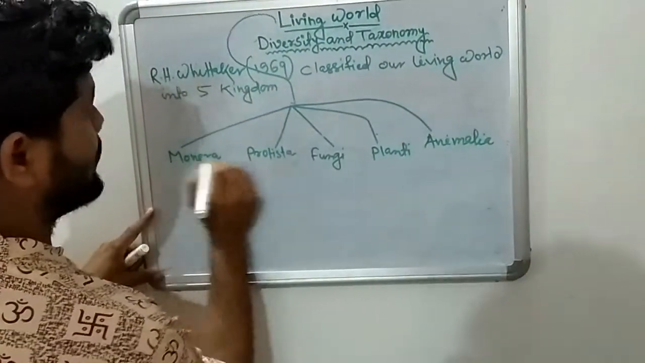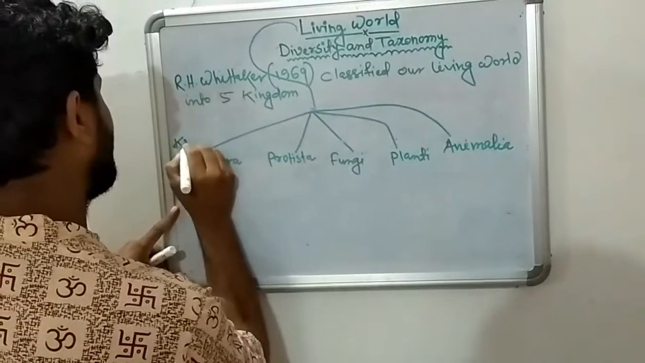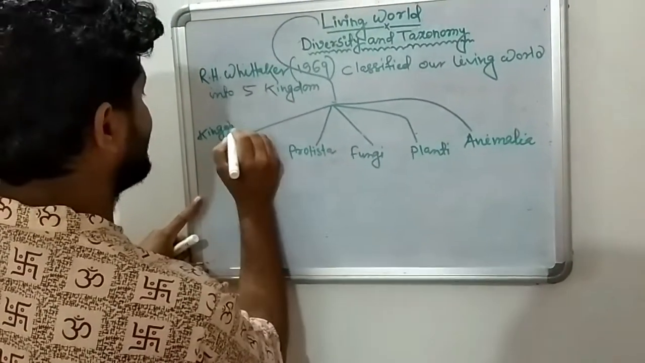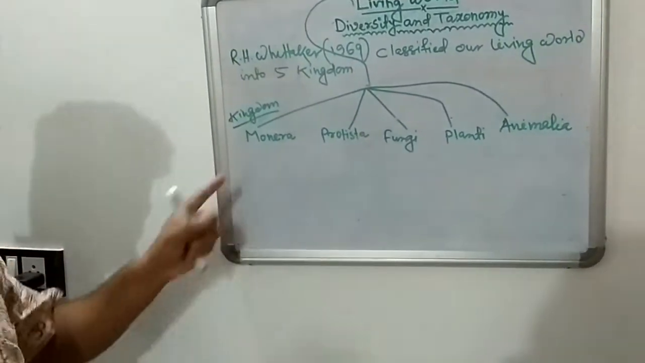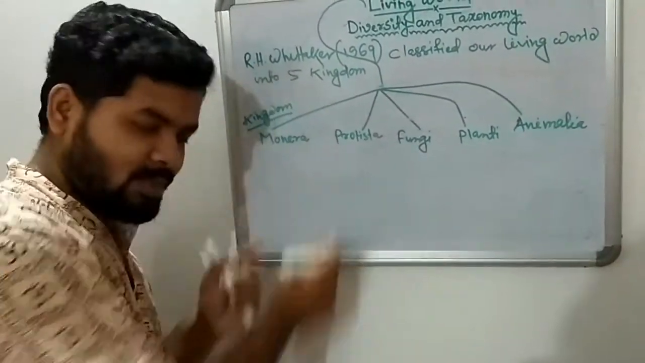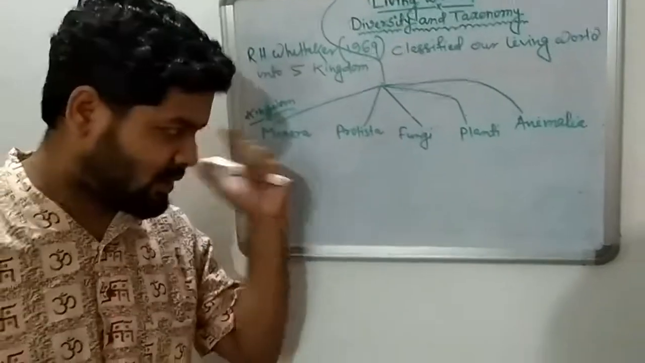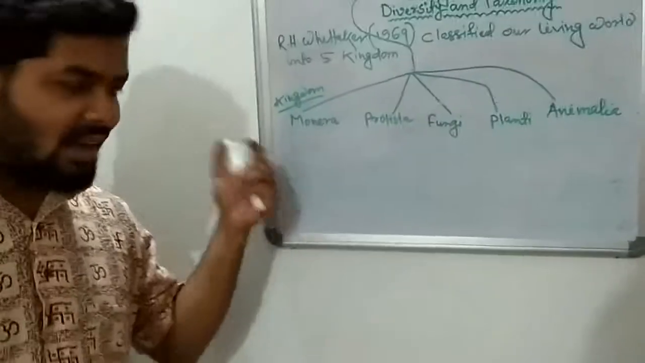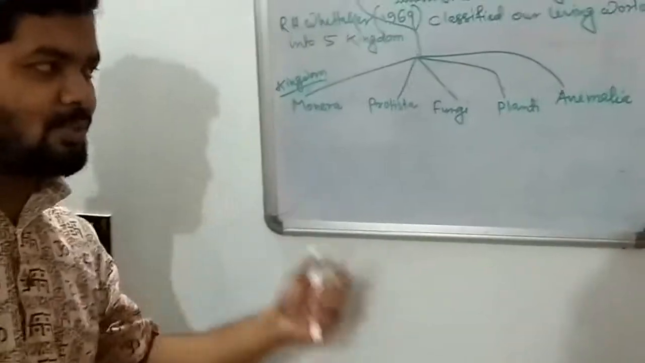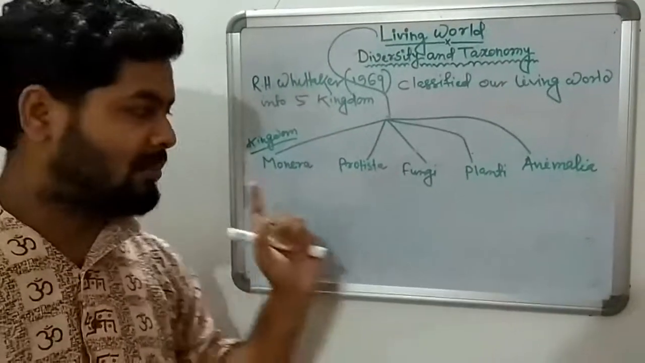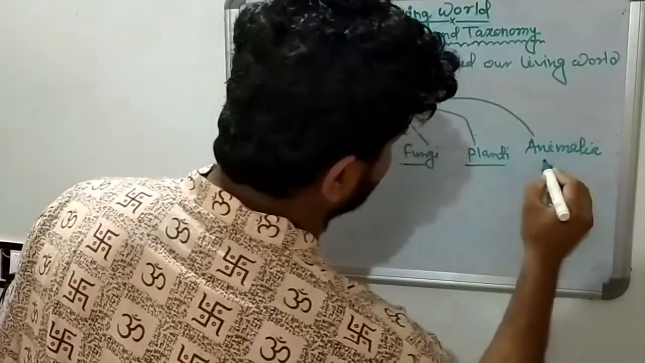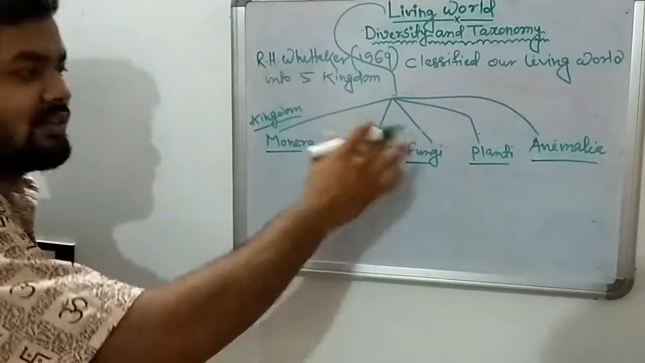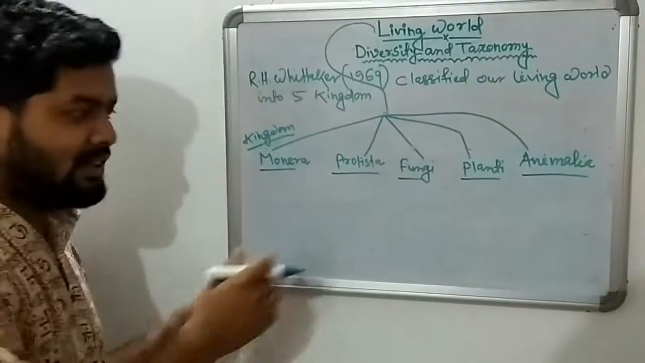These all are kingdoms under the linear hierarchy. All of these kingdoms will further be classified into phylum, then class, then order, then family, then genus, then species. Each and every kingdom has different species within it. So in the next class we will discuss Monera, Protista, Fungi, Plantae and Animalia in detail.